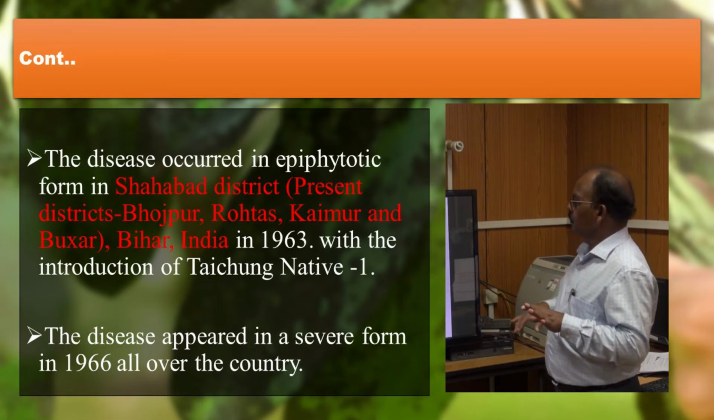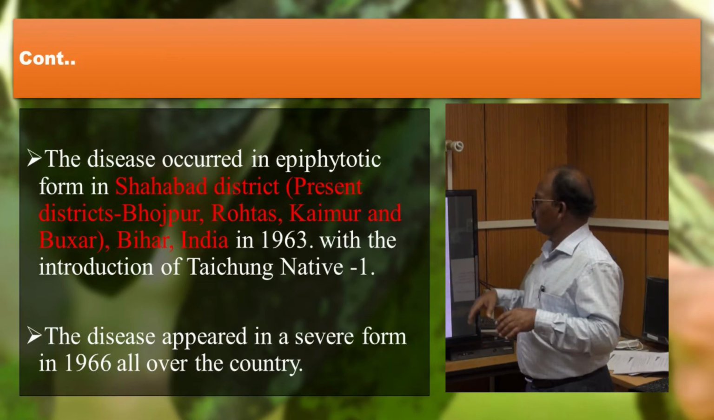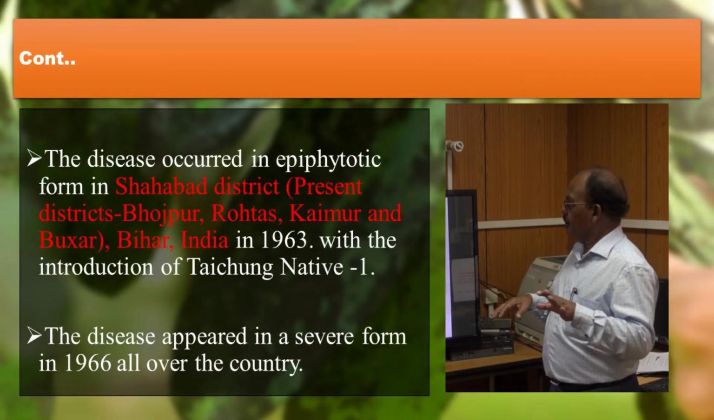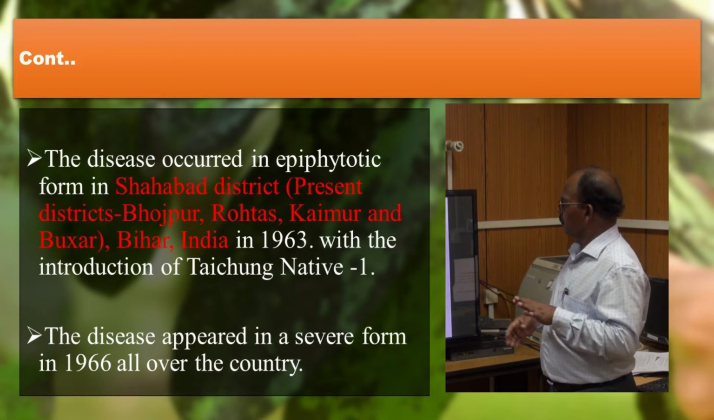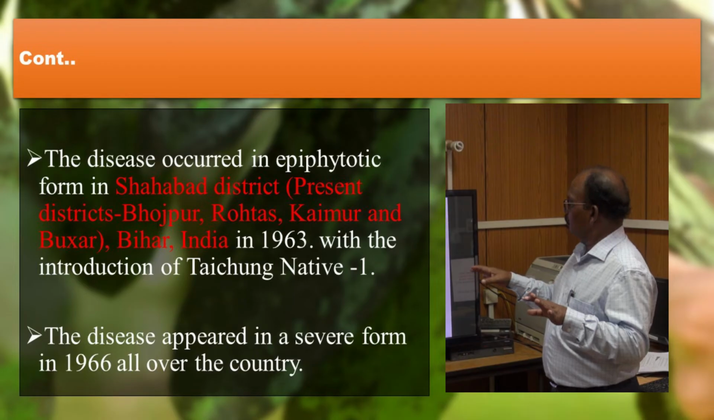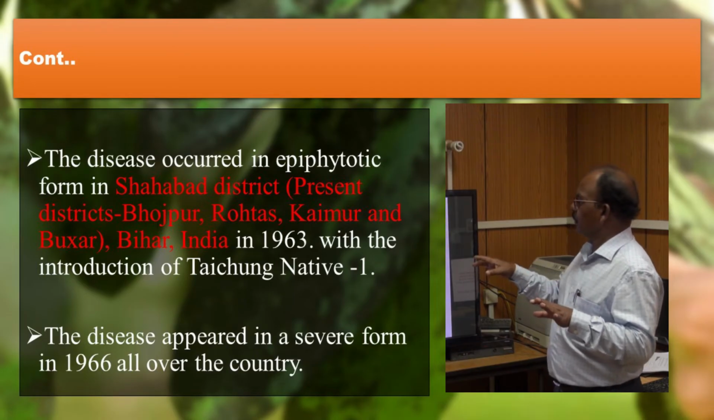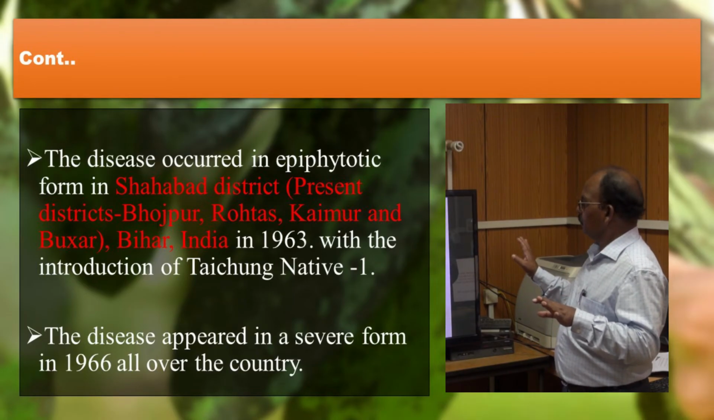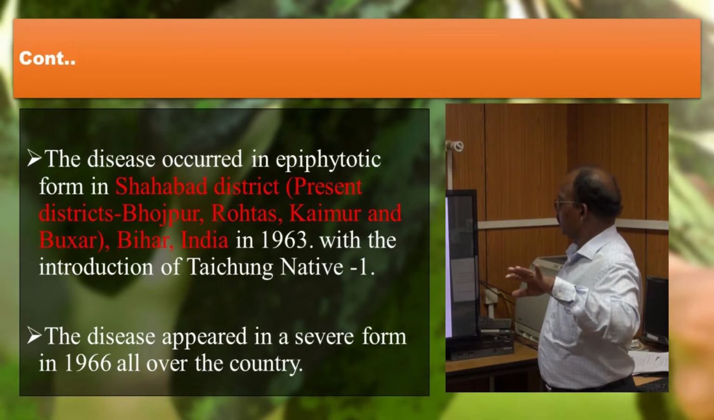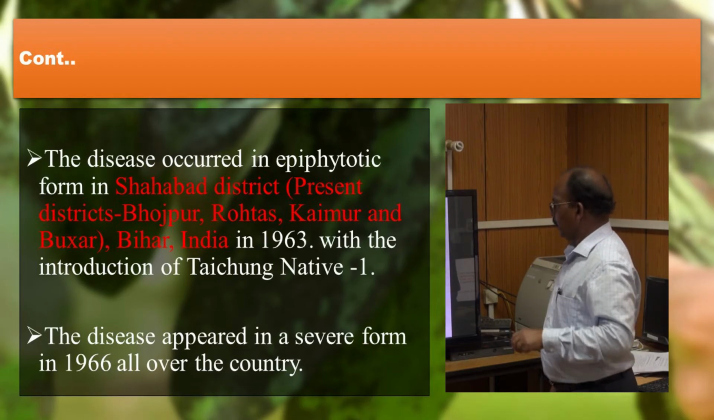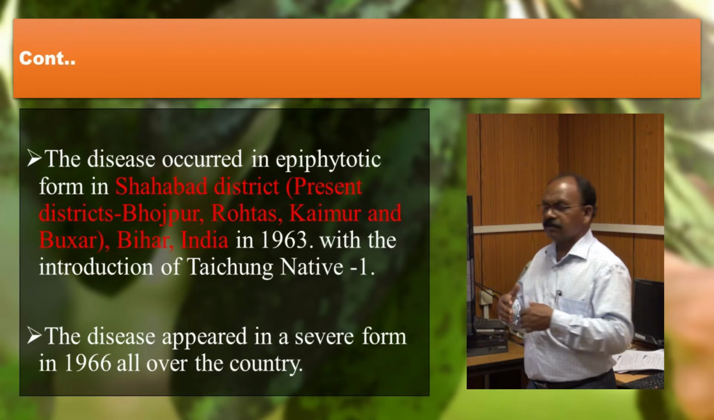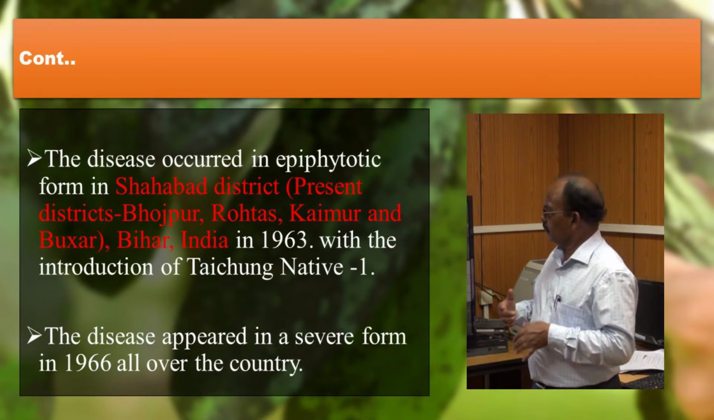In United Bihar, this disease occurred in epiphytotic form in Shahabad district. Now the Shahabad district is divided into four districts. What are those four districts? Bhojpur, Rohtas, Kaimur and Buxar. This was in 1963 with the introduction of Taichung Native 1 variety. In 1966, the disease occurred in severe form all over the country.